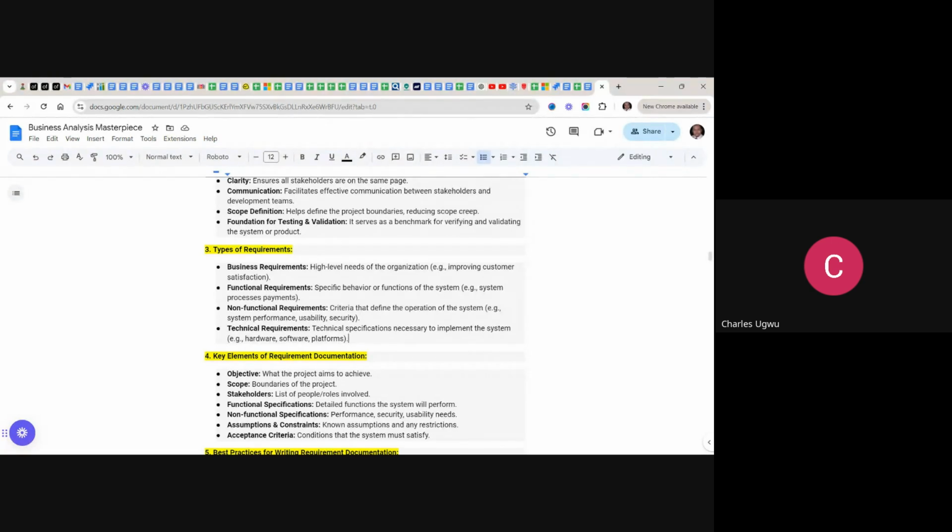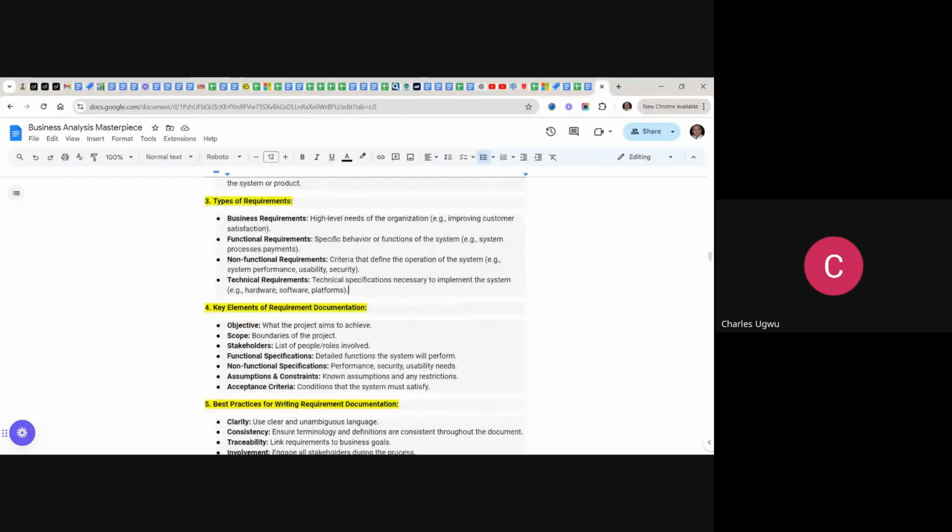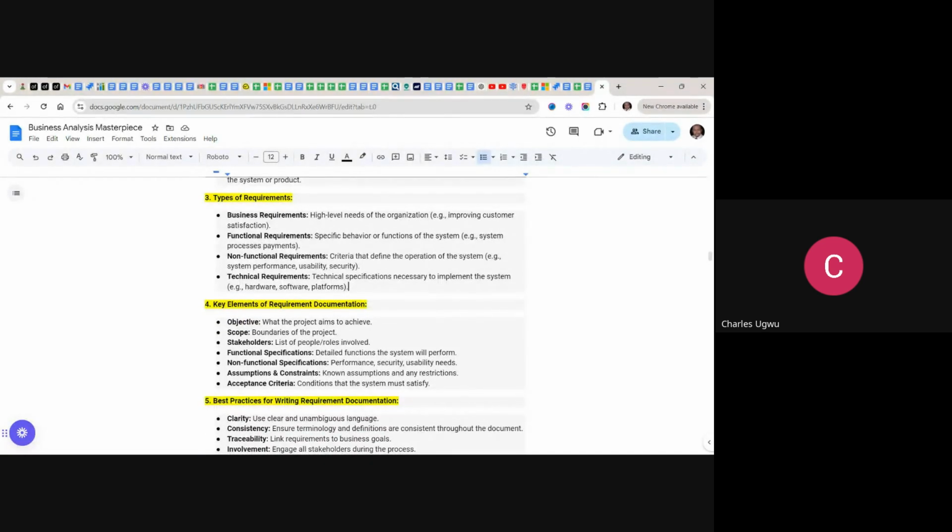So by the time we are documenting our requirement, we know where we are going to be classifying it as we are documenting. If we are breaking them down within this business requirement, is it going into functional requirement? Are they going into non-functional requirement, like we see here? I've given some examples here. Then we have key elements of requirement documentation.